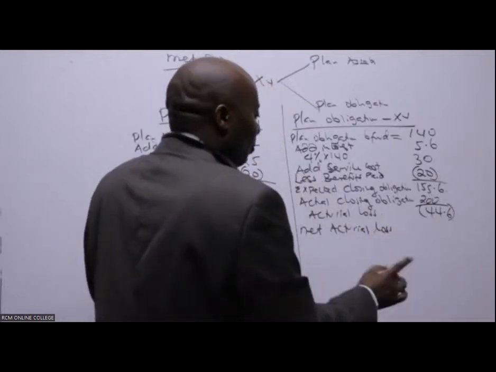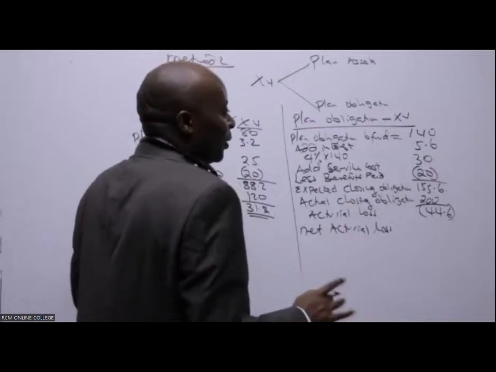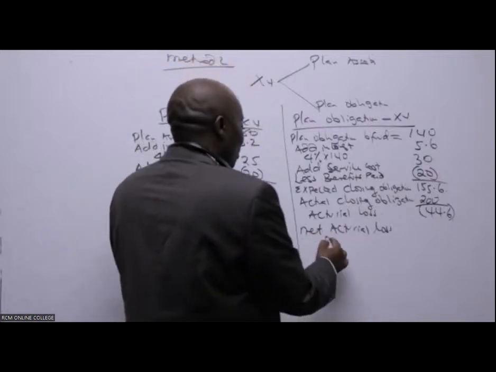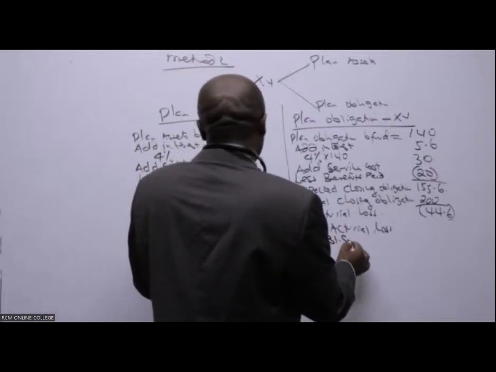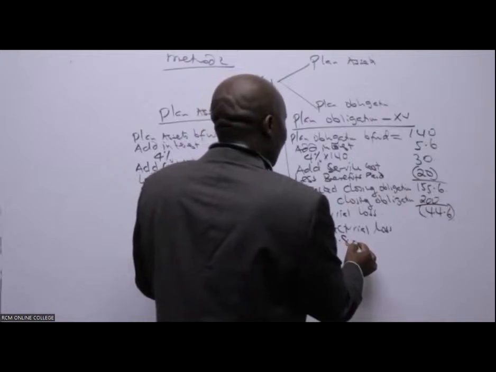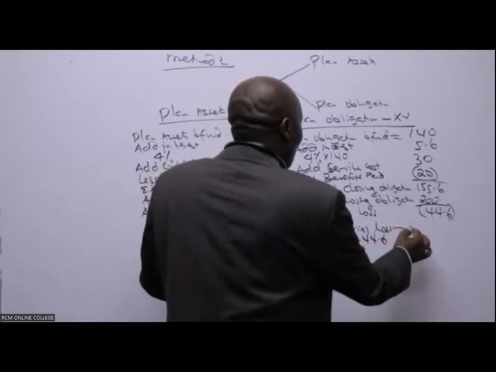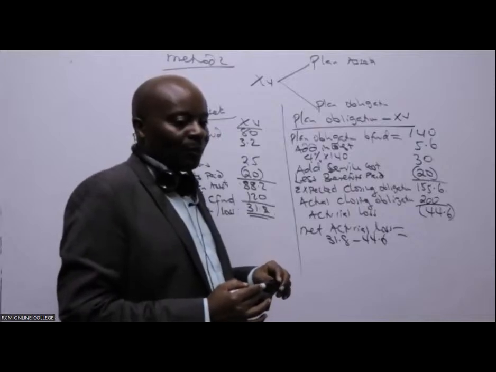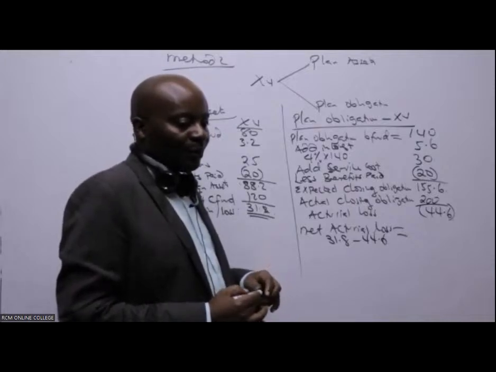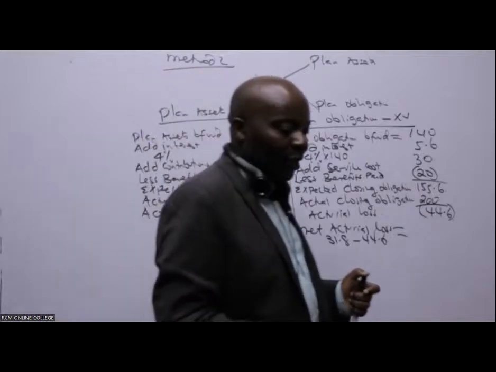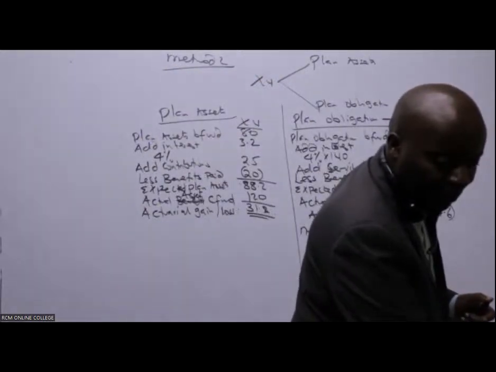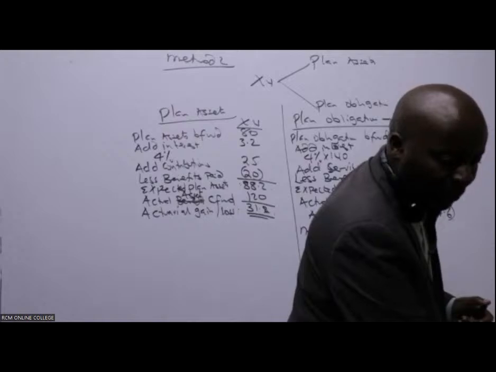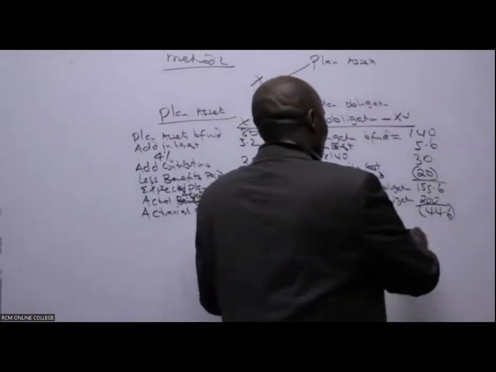So the net, when you compare, what will be taken to your income statement is this 31.8 positive minus 44.6. So you'll book in a loss of how much? 12.6. You'll book in a loss of 12.6.